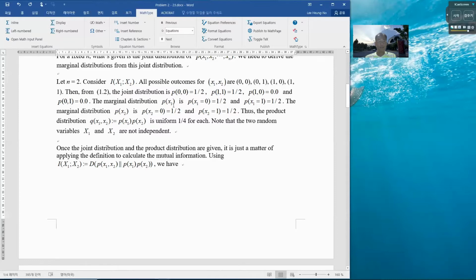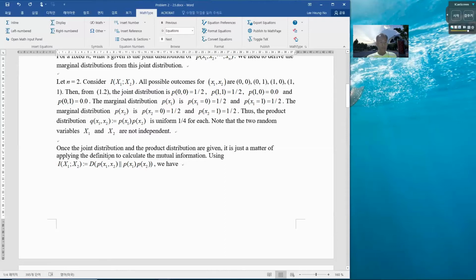As you can see from here, this distribution is uniform. The same goes for the marginal distribution of x2, which is half and half. Thus, the product distribution in this case, the product of the marginals of x1 and x2, is uniform. So note in this case that the two random variables, x1 and x2, are not independent.